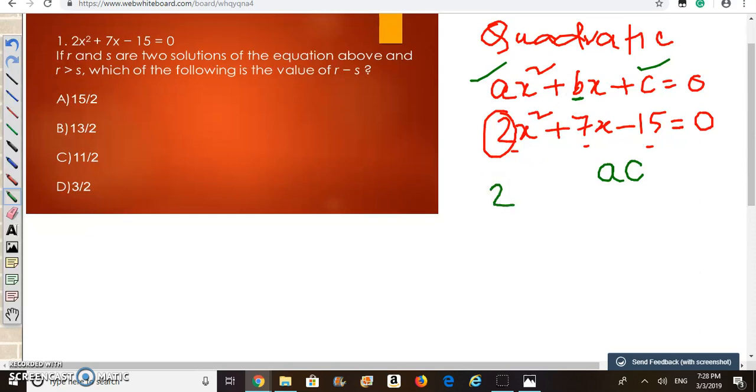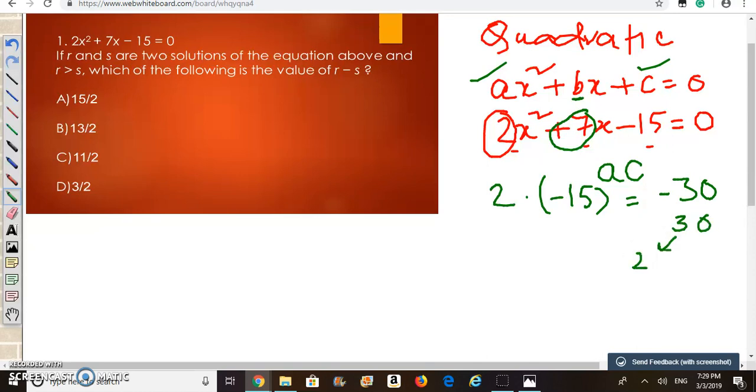So here we will have to multiply 2 times negative 15, that are a and c terms, which is equal to negative 30. So we'll have to find two numbers that when multiplied become negative 30 and when added become the coefficient of x, or plus 7. So if we find the factors of 30, we get 2 and 15. 2 times 15 is 30. And again for 15 we get 3 and 5. 3 times 5 is 15. So we are getting 2, 3 and 5.